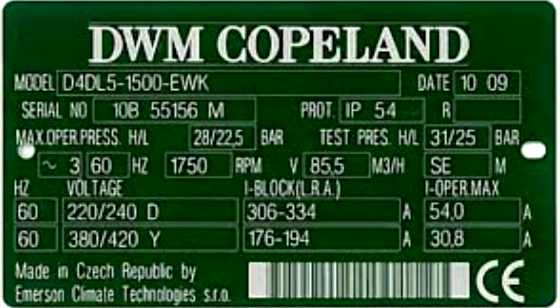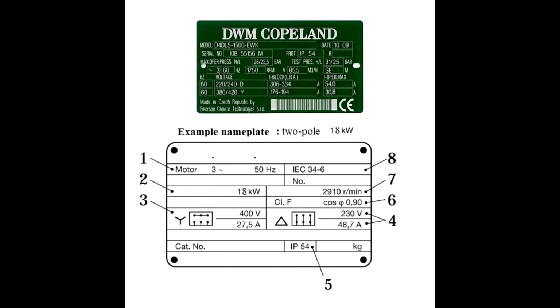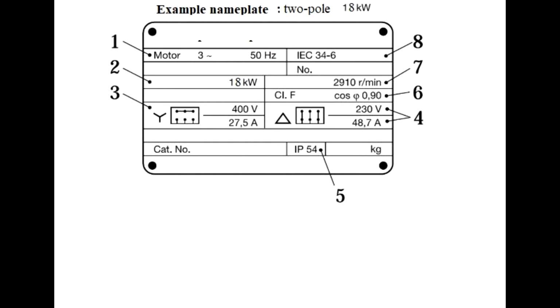This is a motor nameplate of DWM Copeland, which is made in Belgium. This is the example nameplate of a motor and I am marking it 1 to 7. This example is a 2-pole 18 kilowatt motor. Now let's see what is in the nameplate.